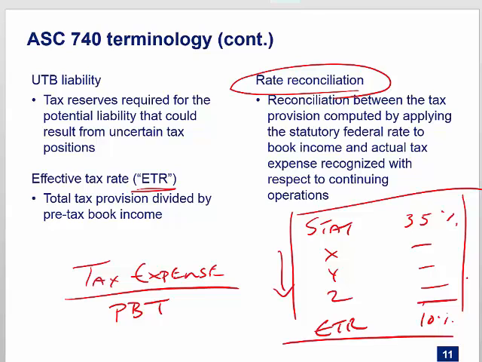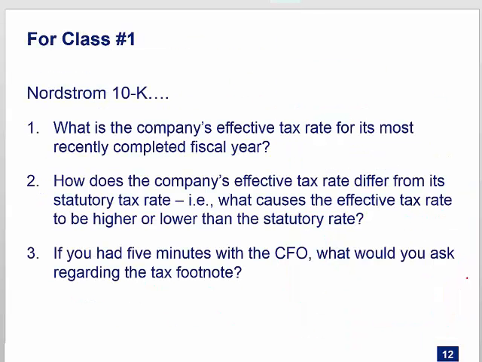Okay, so that's enough ASC 740 for now. The last slide here in the video is the homework assignment that I promised at the outset. And so for class number 1, go ahead and find the Nordstrom 10K and then answer the questions that I've shown here on the slide.